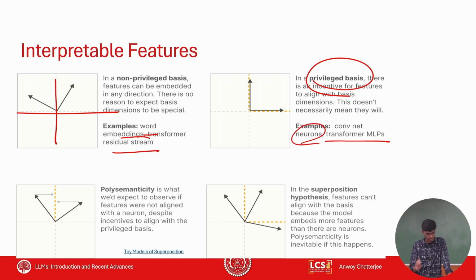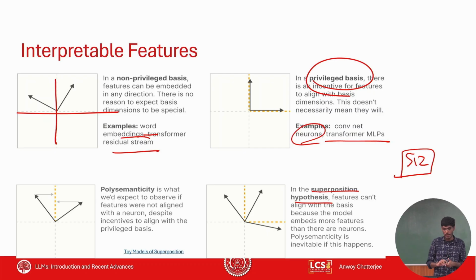And from there come these concepts of inductive biases and stuff like that, right? And in the superposition hypothesis, we see features can't align with the basis. Why? Because the model embeds more features than the dimension of the subspace. So suppose it's a 512 dimensional vector activation, and the number of features embedded in it is say 1000. So how can the features align with the basis if there are more of them than the dimension of the subspace? It can't.